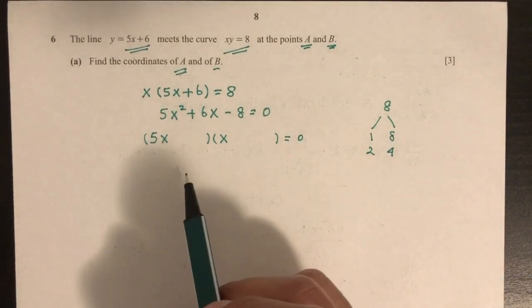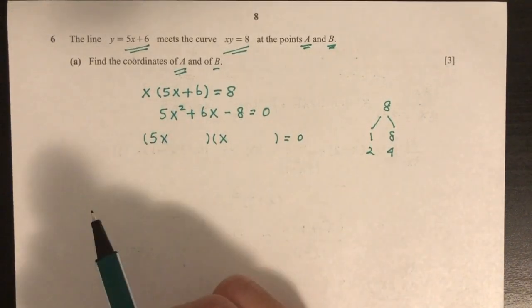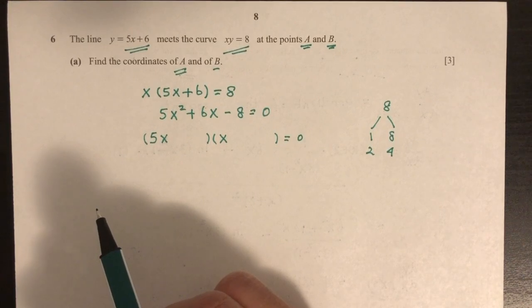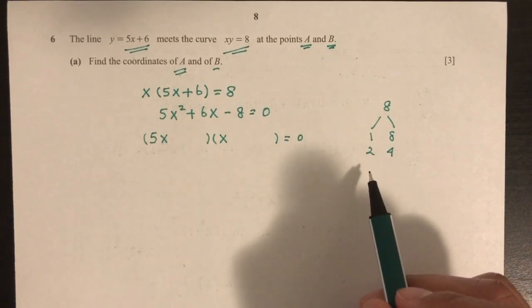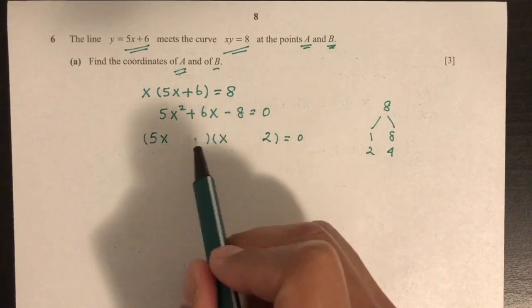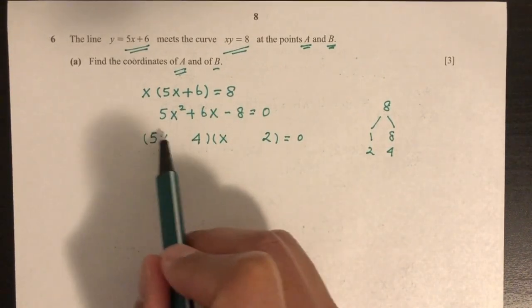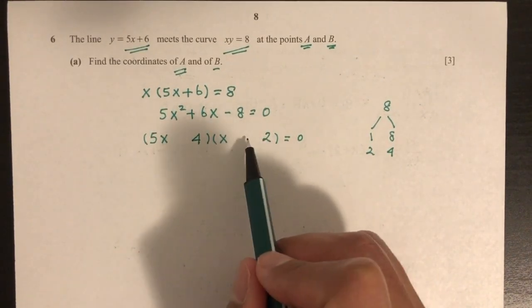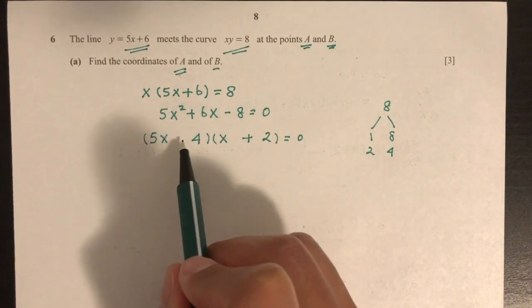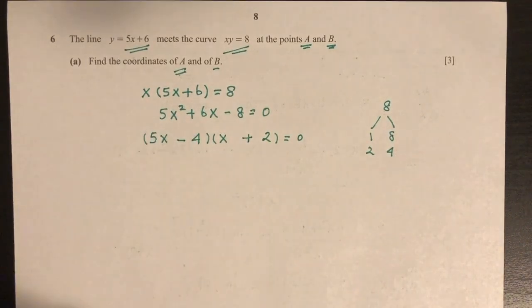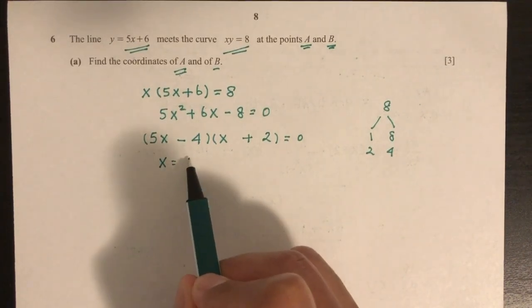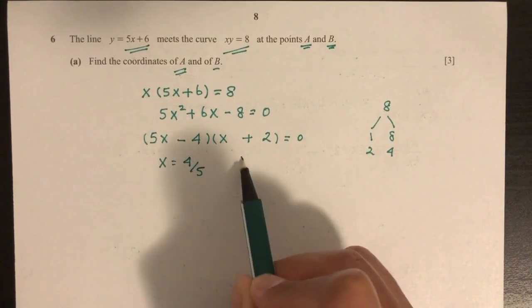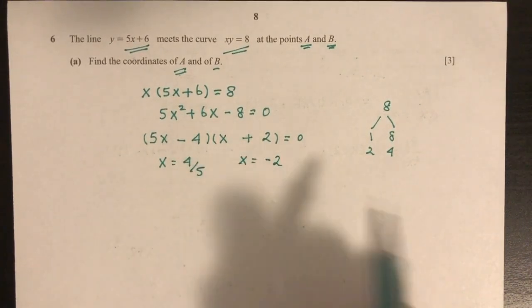So for us to be able to get 6 here, what can we do? We can use 2 here and 4 here. So 5x times 2 will be 10, so it has to be plus 10, and minus 4 for us to get plus 6. So plus 10 minus 4 is plus 6. So x will be 4 over 5, x will be minus 2.